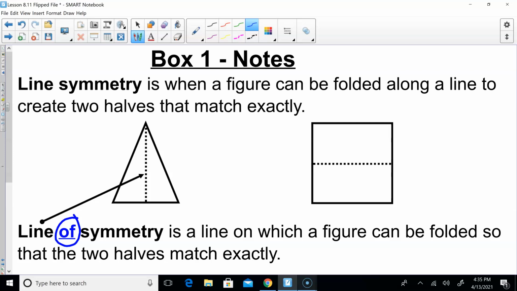So you can pause the video right now and write down these two vocabulary words to help you out. Draw the pictures that go with them and the labels to help you get a good visualization and reminder of what line symmetry is and line of symmetry is.